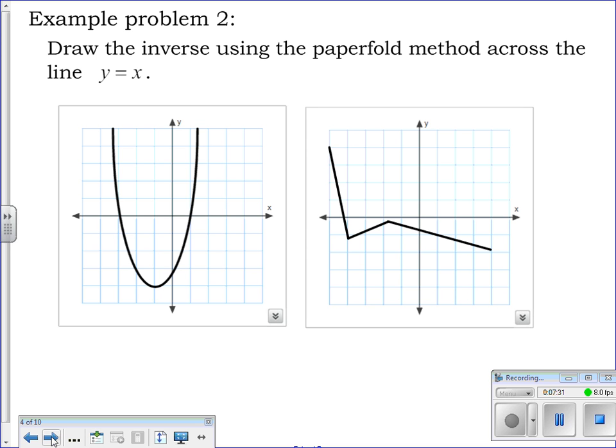Okay? So what we're going to do is we're going to draw the inverse using the paper fold method across the line y equals x. Here's what you do. Pay attention. I obviously cannot fold this, so I have paper to share how to do it with. Unfortunately, I wish I had larger pieces of paper, but you will get the idea. First step, draw the line y equals x. If you have a ruler, that would be a good thing to do, would be to draw the line y equals x. That's what you do.